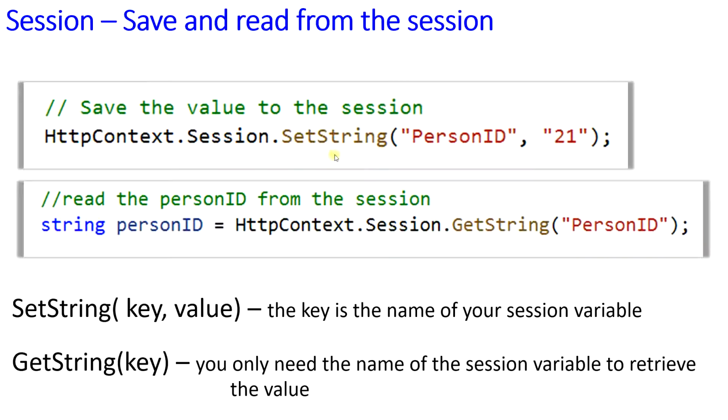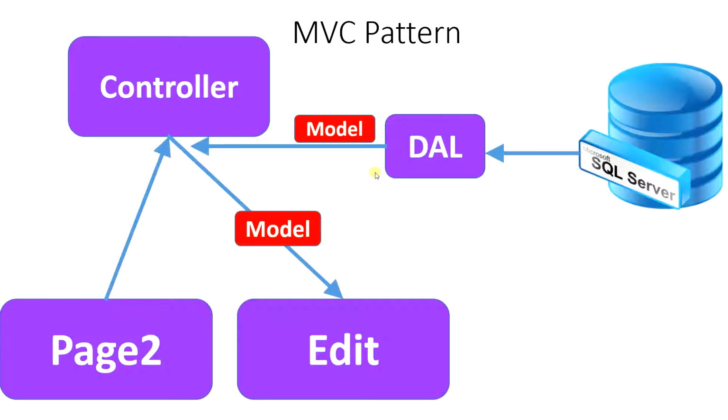Now there are two more methods on the session that you can use. You can use SetInt32, and you can also use the Set. However, I like to use SetString because it feels easier to me, and it's also the most used one. For our program for this week, we're going to create another view called edit, and then we're going to create a link from page 2 that goes to the edit view.